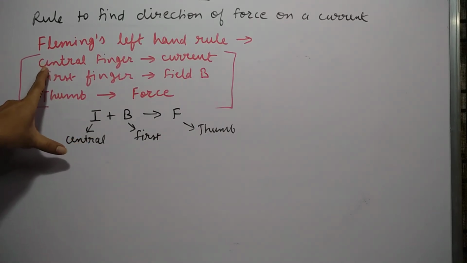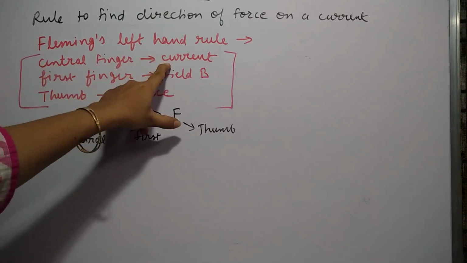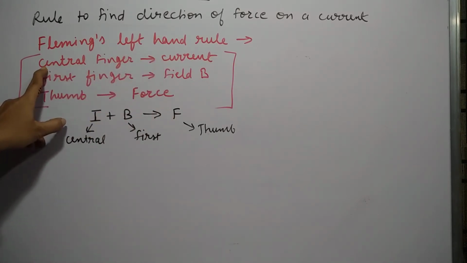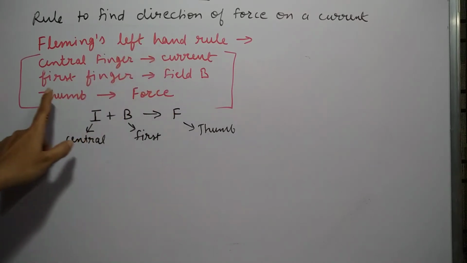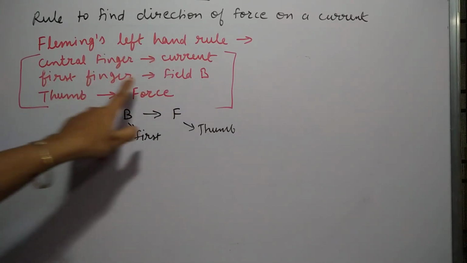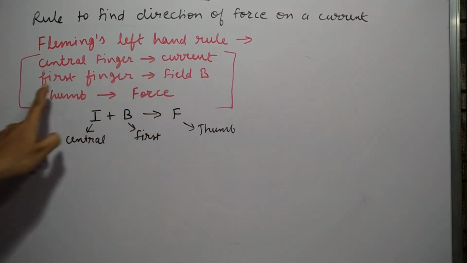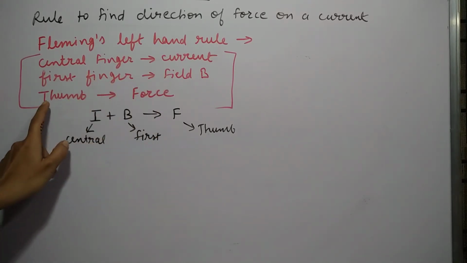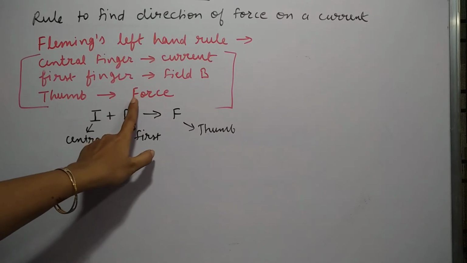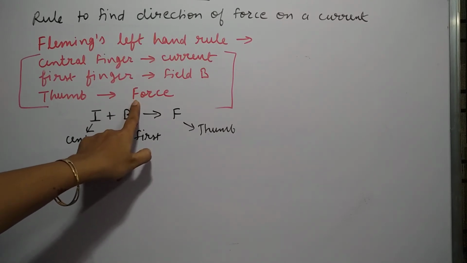Now how to remember it? A very easy technique is there. From C to C, remember this way: central finger is current. Then first finger, F to F: first finger is field B. So the resultant thumb shows the direction of the force.